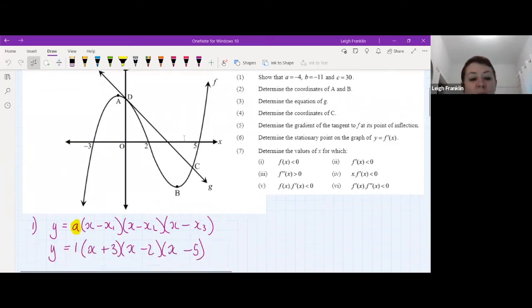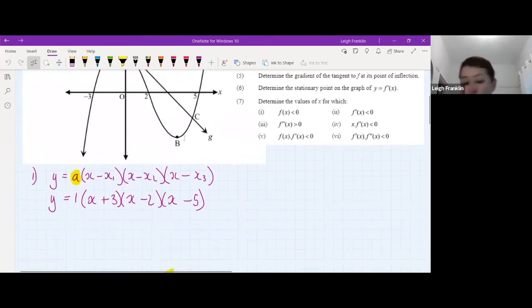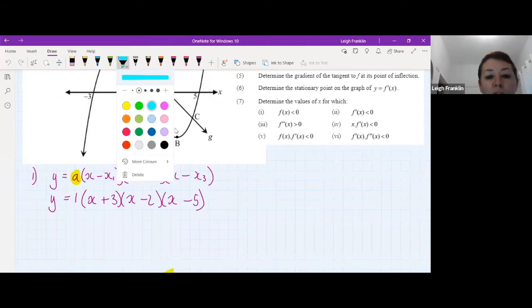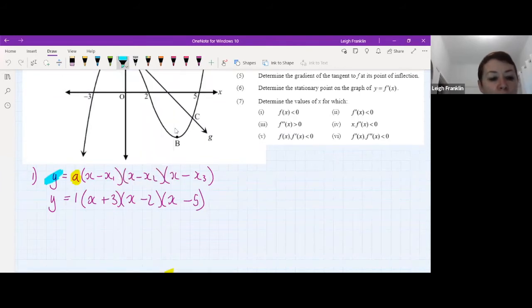When we have been given 3 distinct roots in a cubic equation, this is the equation that we use in order to work out the equation. We use y equals a, x minus x1, which is x-intercept number 1, x minus x2, which is x-intercept number 2, and x minus x3, which is x-intercept number 3. We've then got to go and sub in our x-intercepts.